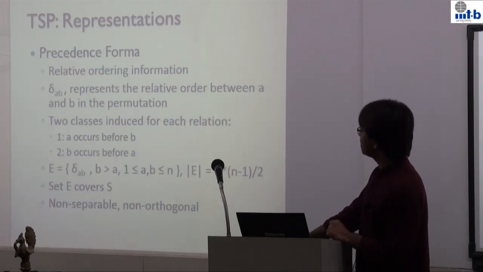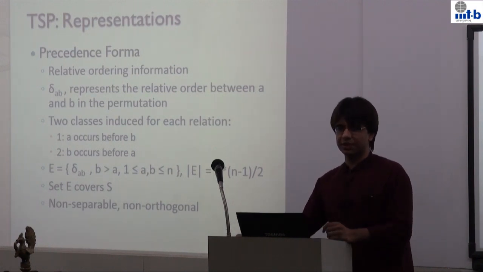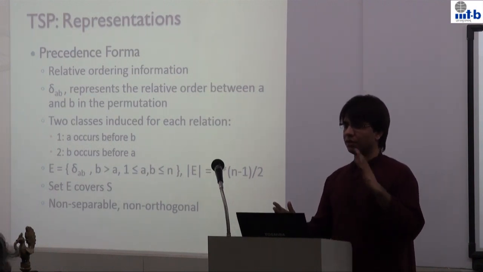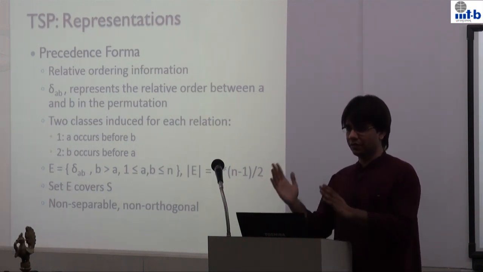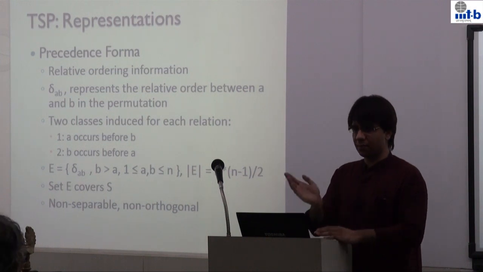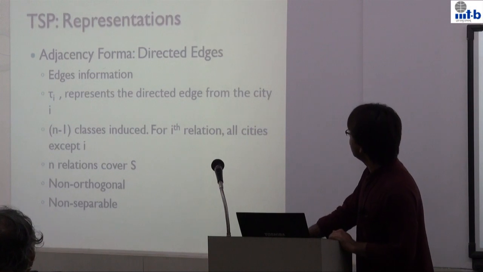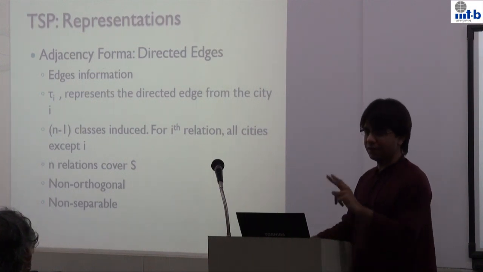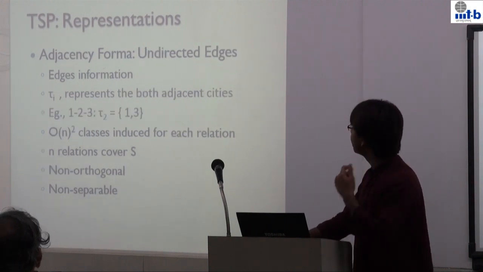The other one is precedence forma, where we talk about the relative ordering between the cities. So in a particular tour, if a particular city lies before or after another, we don't care whether they are adjacent or not. They may be somewhere else, but the relative ordering between the two matters. And the third one is the adjacency forma, where we deal with the edges only, either directed or undirected.